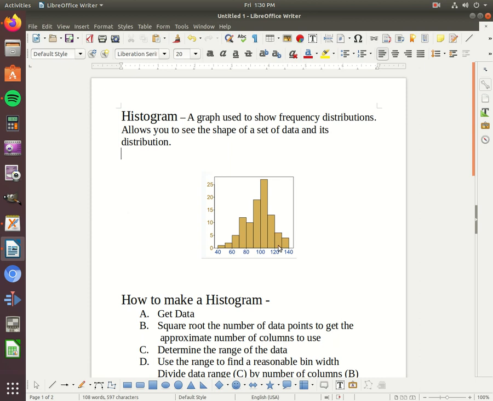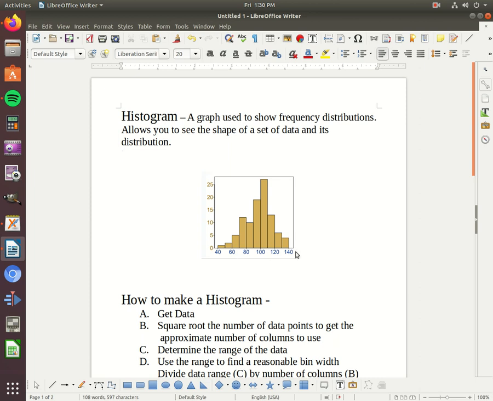If we look at this histogram, we can see how often something between 60 and 70 occurs, how often something between 70 and 80 occurs, and it just counts how often those happen, and it allows you to see the shape of the data. So we can see by looking at this histogram, and it doesn't really matter what we're talking about, but we can see that right around 100 occurs the most.